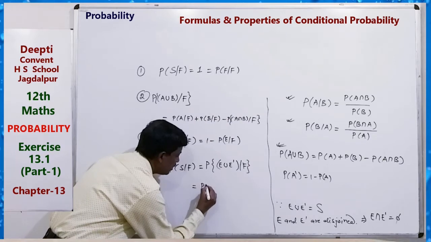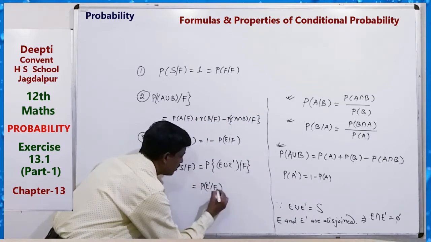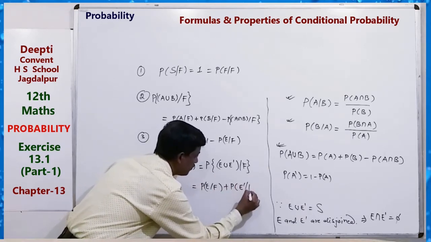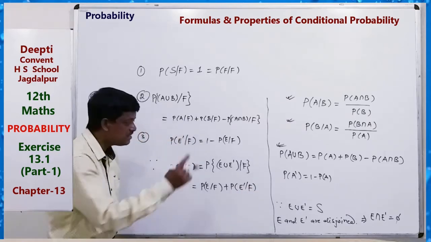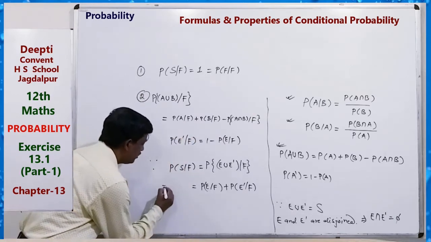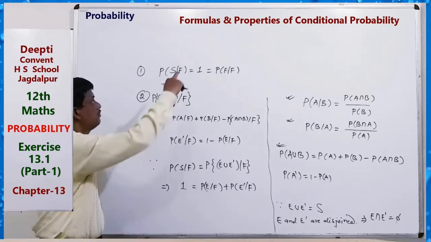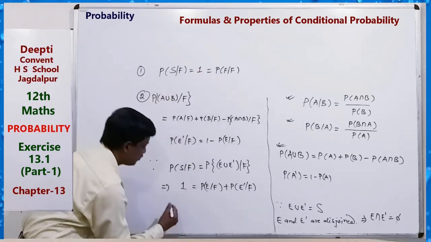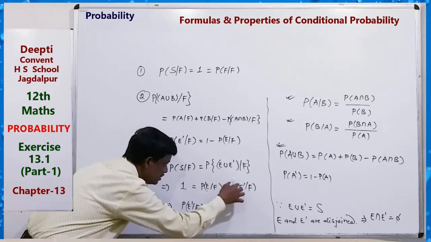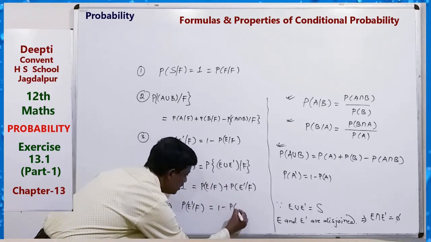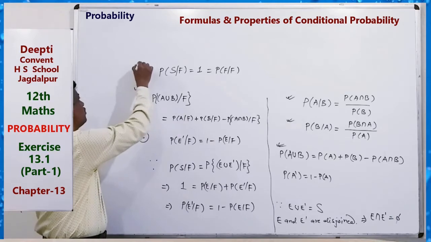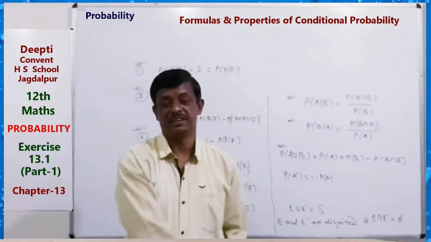So P(E/F) plus P(E dash / F), since E and E dash are disjoint, we can apply this. And we know that P(S/F) equals 1. So from here we can write P(E dash / F) equals 1 minus P(E/F). So this is our third. These are the properties of conditional probability.